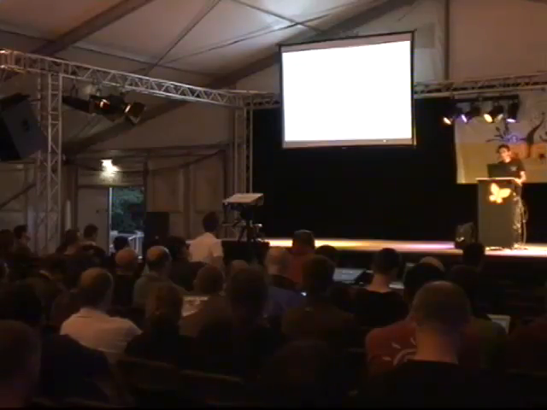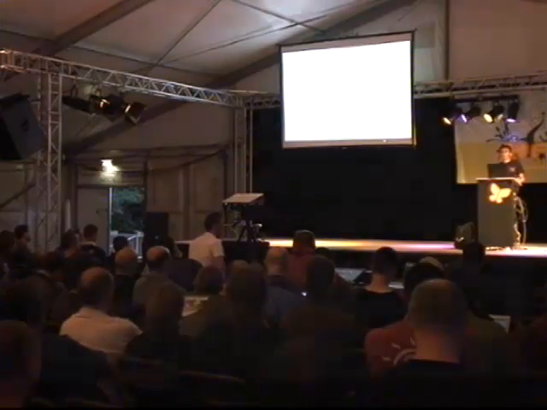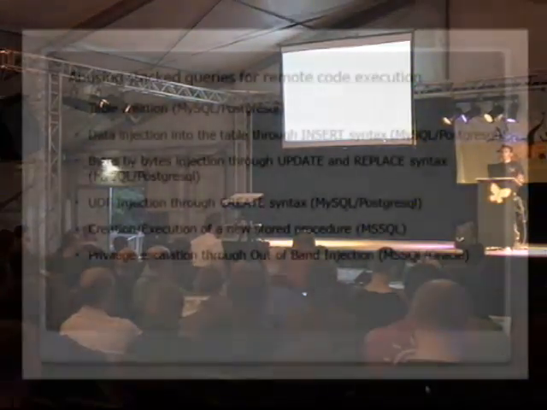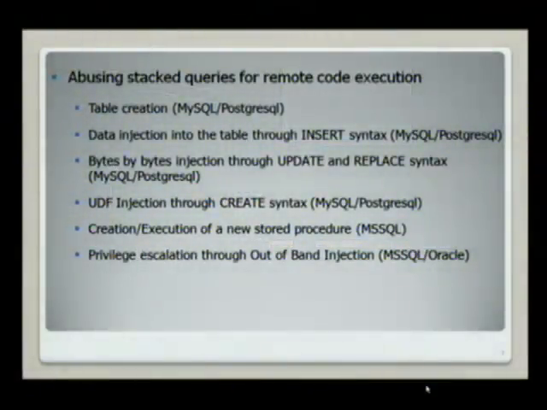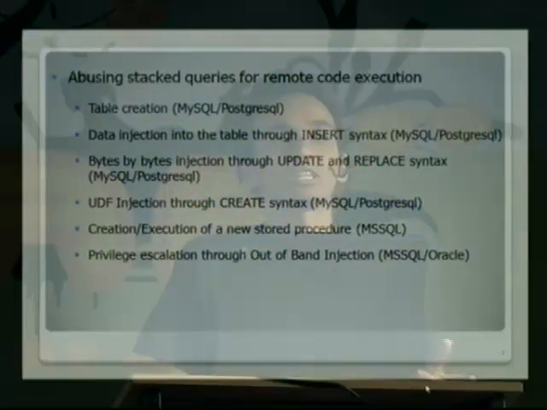And the byte-by-byte injection through update and replace syntax is basically for when your arbitrary data is bigger and you are required to use multiple requests to successfully upload the whole arbitrary data into this table. And then the UDF injection method is a technique where you can create a UDF function that can execute system commands, and basically you can just use the function to conduct a remote code execution.